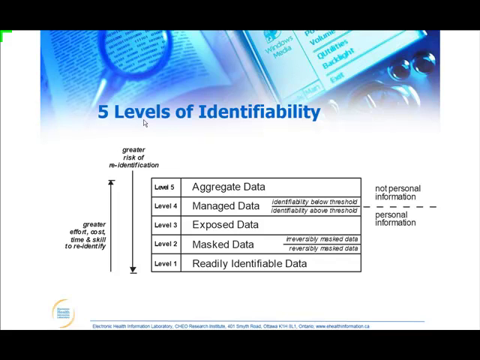Managed data is when you're actually able to measure the risk of re-identification. You're able to measure identifiability. And as soon as you're able to measure identifiability, then you can decide whether it's above or below the threshold. If it's below the threshold, then this is not personal information. If it's above the threshold, then it's considered personal information. And this is the only way you can actually manage the risk. If you can measure your identifiability, then you would know whether this is personal or not personal, right? So this is what I will talk about, is how do you get to level 4.